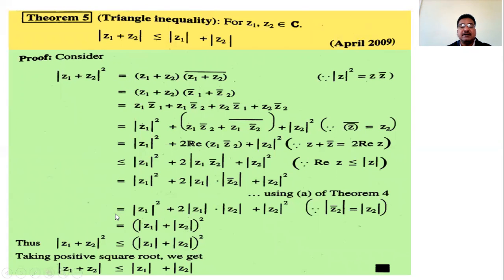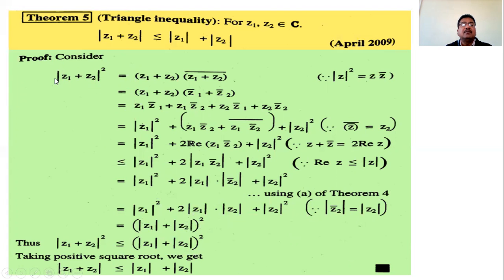We have equal to 2 times mod Z1 into mod Z2 bar, because mod Z2 bar and mod Z2 both are same. Mod Z bar and mod Z both are same. So mod Z2 bar is replaced by mod Z2, and this is the square of this bracket, mod Z1 plus mod Z2 bracket square, because a plus b square is what? A square plus 2 times a into b plus b square, and taking root of both sides.